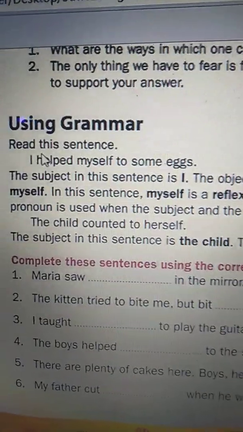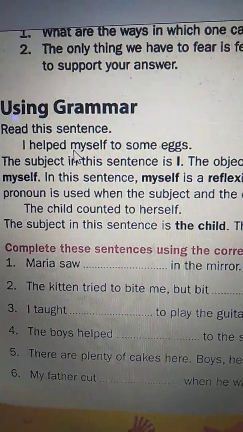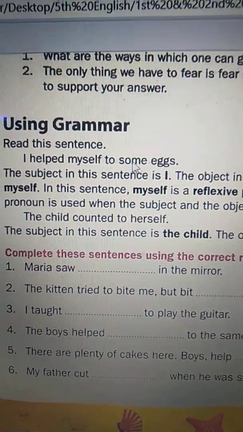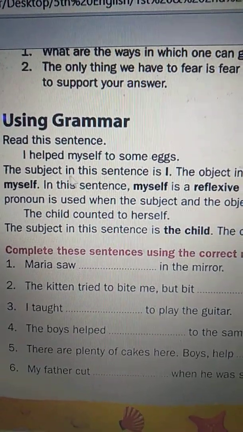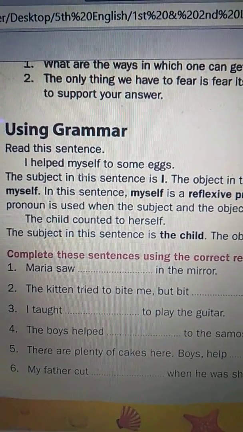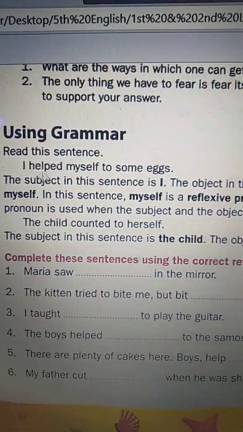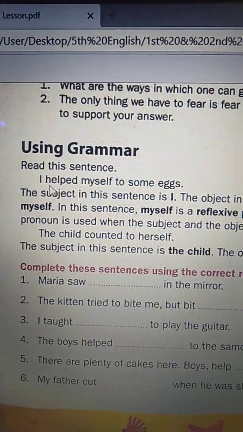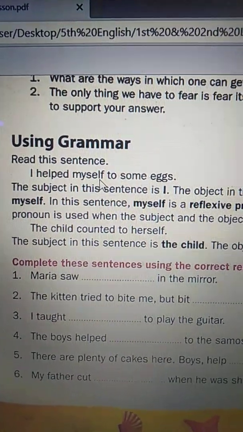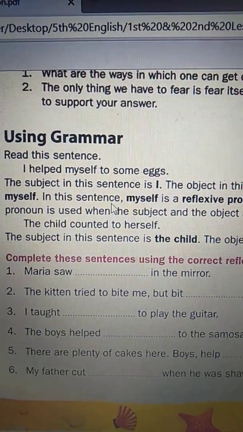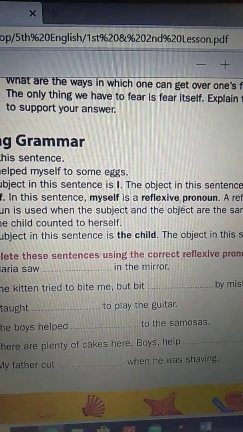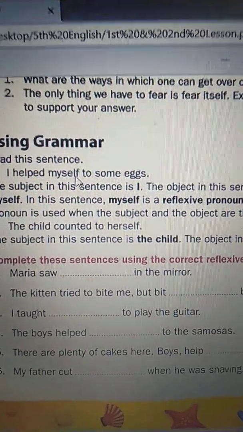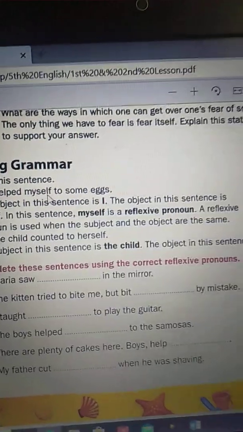See, I helped myself to some eggs. The subject in this sentence is I. The object in this sentence is myself. Here I is the subject and myself is the object. In this sentence, myself is a reflexive pronoun. So here myself ends with self. Okay. So this is a reflexive pronoun.